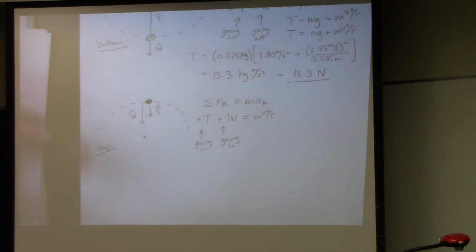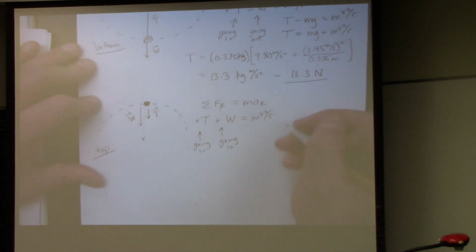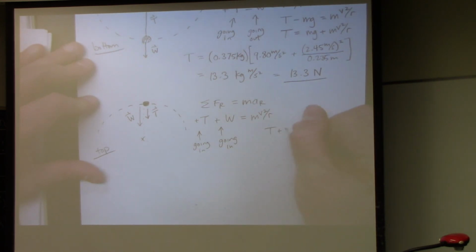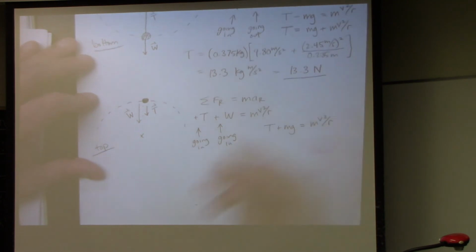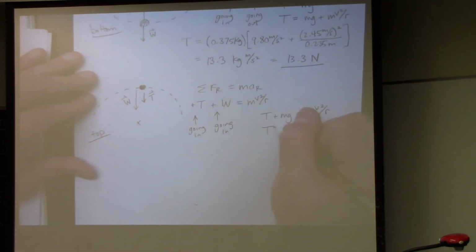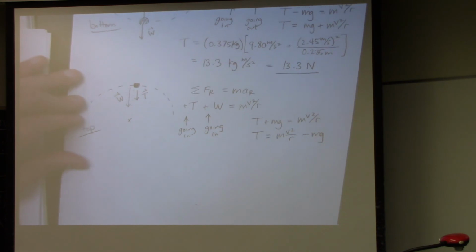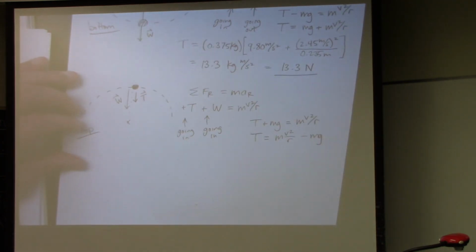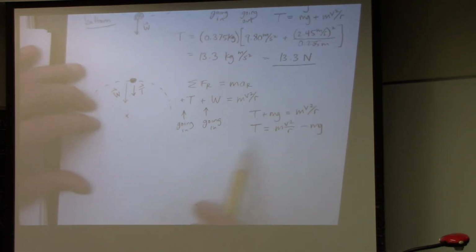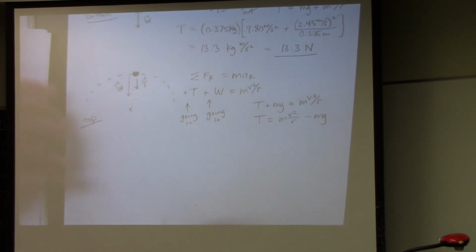So this is actually different from what we did in the previous part, okay? Because now T plus mg is going to equal m times v squared divided by r, which means T is equal to m times v squared divided by r minus mg. Okay, so instead of adding these two things, as in the previous thing we did, we're subtracting them. So let's put in the numbers.